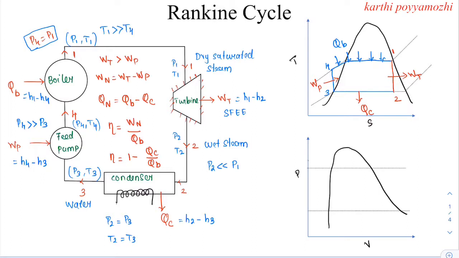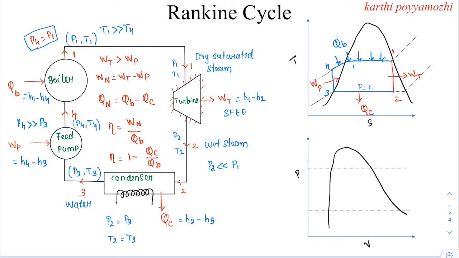Okay, at the state point 1, it is a dry steam, and at the state point 2, it is a wet steam, and at the point 3, it is a saturated liquid, which is nothing but water. Okay, and there is a constant pressure process, that is the pressure of this is equal to constant.